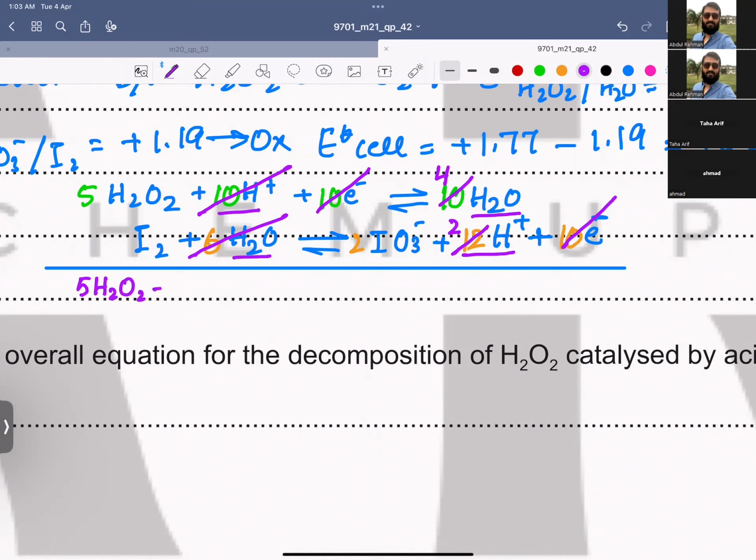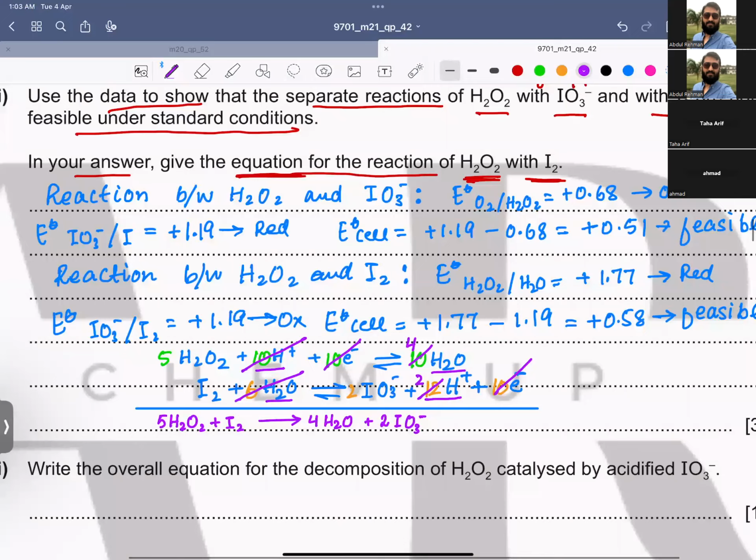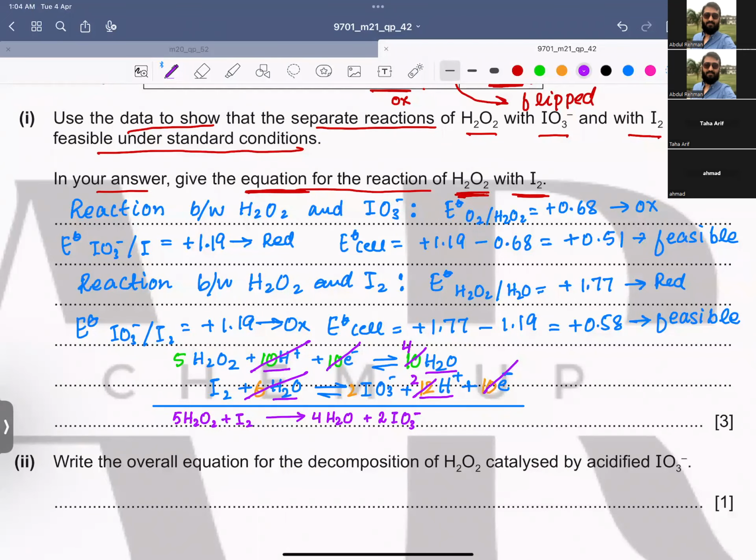5H2O2 plus iodine. There is nothing else on the reactant side. Then 4H2O and 2IO3 negative ions. Yes. Is this clear to everyone?